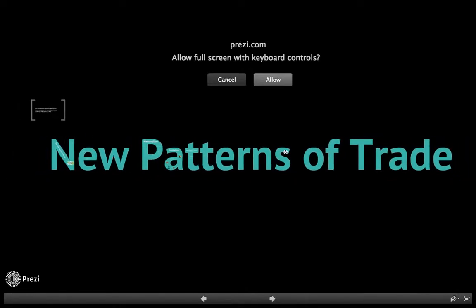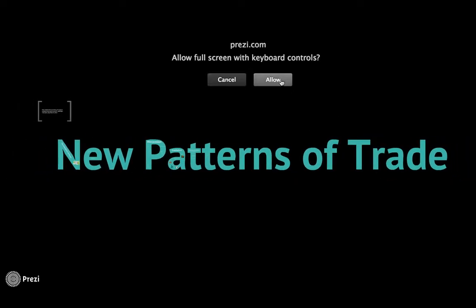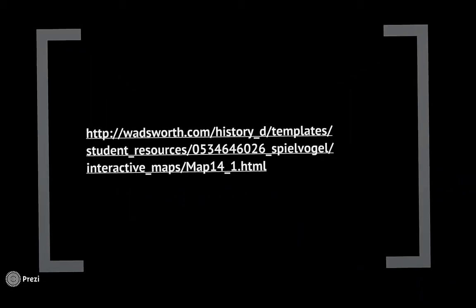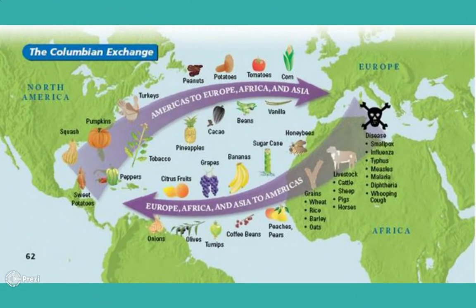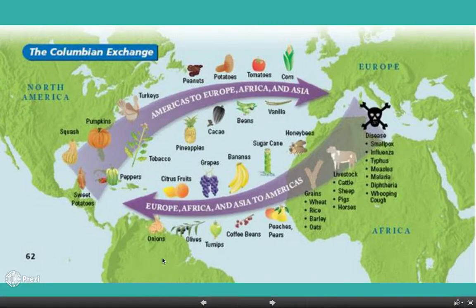All right, so we're going to talk about the new patterns of trade. First of all, we'll talk about the Columbian Exchange, which sounds like Columbus, correct? Because remember, Columbus discovered the New World. With the Columbian Exchange, what you need to understand is that Europe, Africa, and Asia are going to be the old world, okay? And North America and South America are going to be the new world.